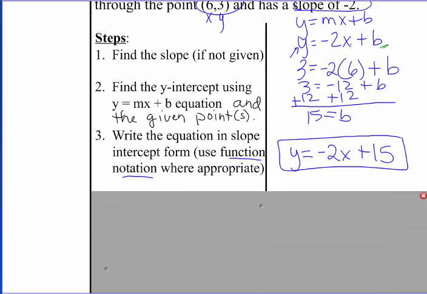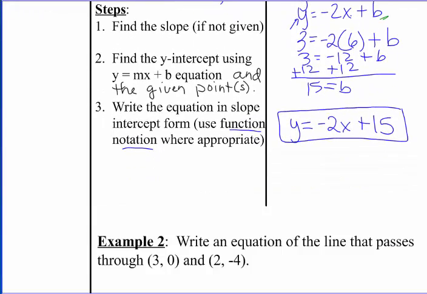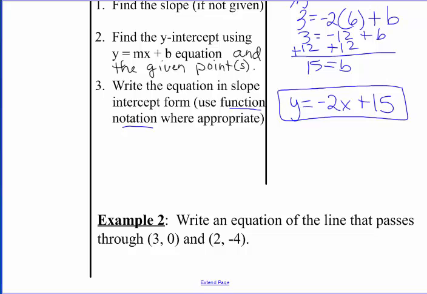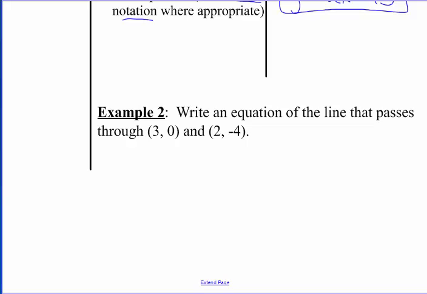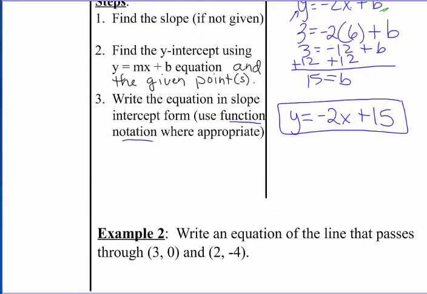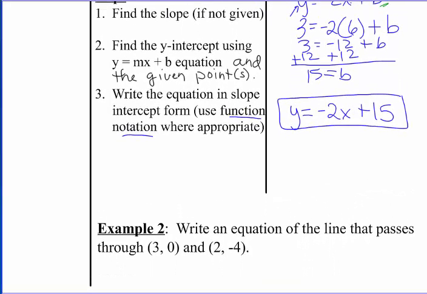Okay, the next example. Write an equation of the line that passes through the points (3, 0) and (2, -4). So remember our steps. Let's go back up and look at those again real quick. Step 1. Find the slope if it's not given. Are we given the slope in this case? I have a point (3, 0), and I have a point (2, -4), but nowhere does it give me a slope. So you're going to write the slope formula.